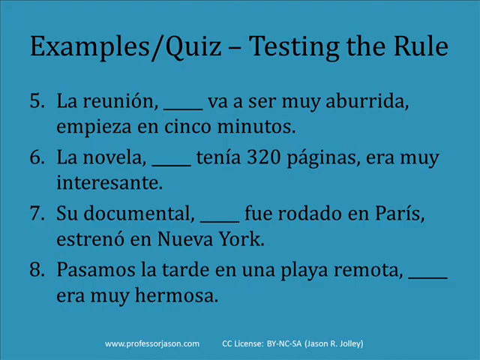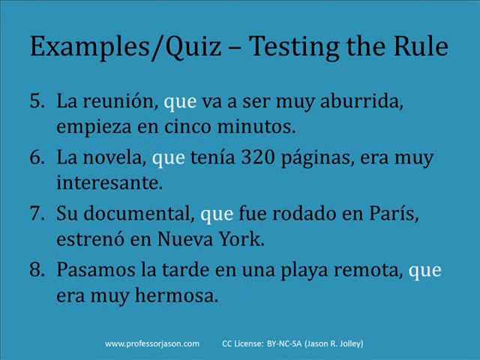Okay, so here's how I completed these exercises. Obviously, I inserted the relative pronoun que for the reason I just explained. We don't have a preposition. So, even though we have the comma, the non-restrictive clause that we talked about in the previous lesson, la reunión, que va a ser muy aburrida, empieza en 5 minutos. O la novela, que tenía 320 páginas, era muy interesante. Su documental, que fue rodado en París, estrenó en Nueva York. Pasamos la tarde en una playa remota, que era muy hermosa.